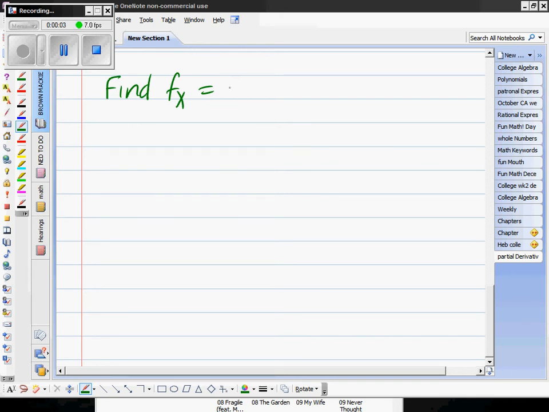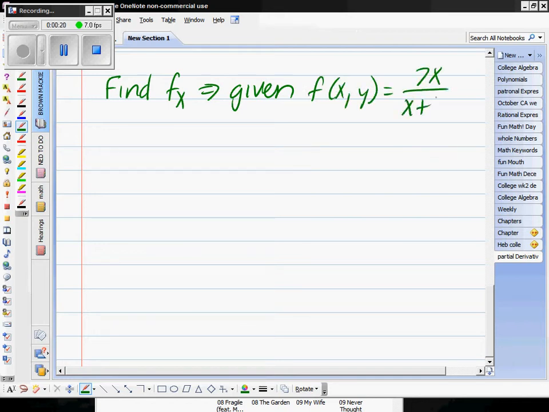Okay, so I want to find the partial derivative with respect to x of this function, given f of x, y equals 7x over x plus 5y. If I'm trying to find the partial derivative with respect to x, we technically have a quotient, so we have to use the quotient rule.